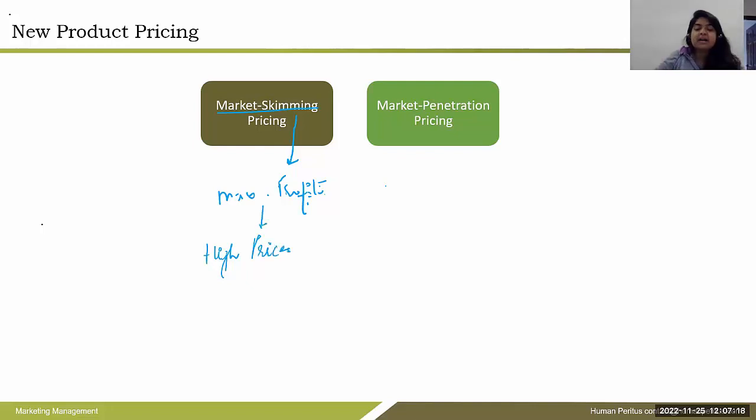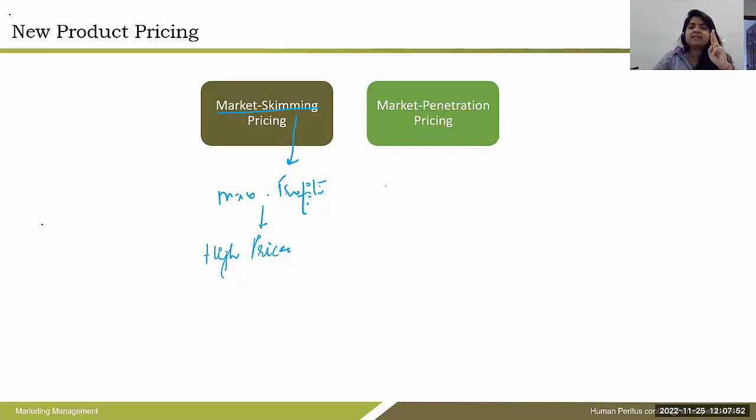This is what happens in market skimming pricing strategy. So you're entering the market and you're charging high prices. You will only follow a skimming policy if your product is that worthy. If the image of the product is that worthy, people's perception about the product is of high quality. You can't make a chip and sell it for 100 rupees a chip. No. A Lay's packet will not be bought at 100 rupees, but a Pringles would be bought. The image is important. Then you can do market skimming strategy.